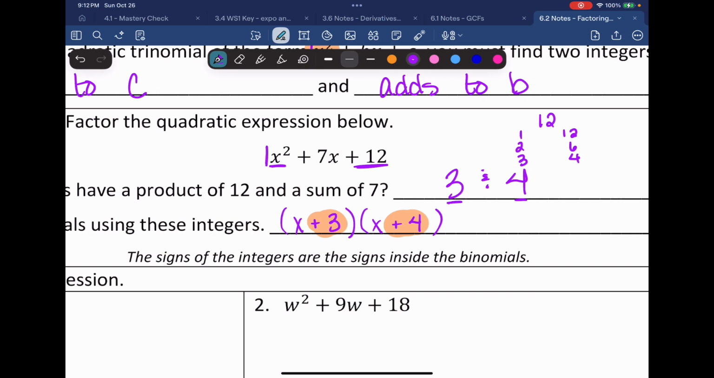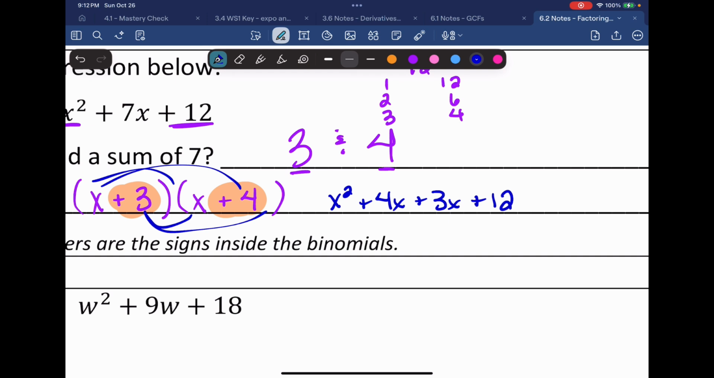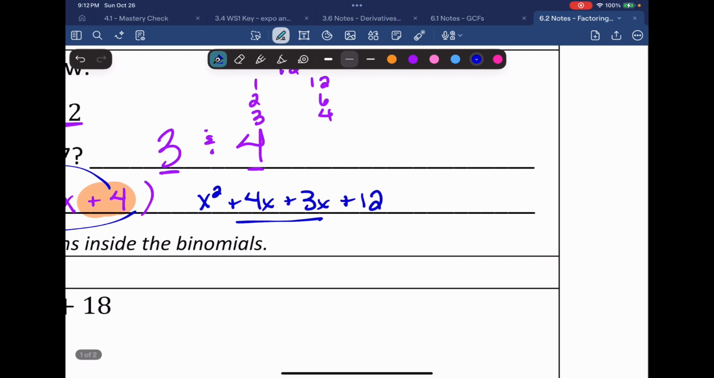Now, the question that gets asked a lot is what happened to the 7? Okay, well, let's redistribute. X times x, x times 4, 3 times x, 3 times 4. Combine your like terms. That's where your 7 is. It's built in. It's part of your factor pairs.